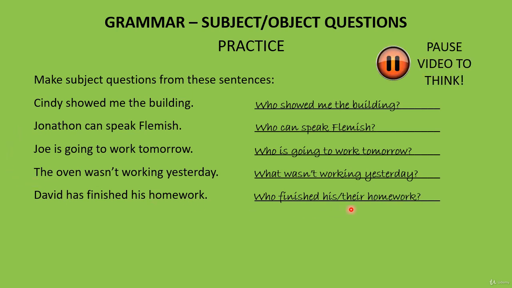Why do we write their there? When you're asking a question, of course, you don't know the answer. You don't know if the answer is a man, a boy, a woman, or many people. So we normally say, who finished their homework, because we don't know who or how many people. If you do know that it is one man or one boy, then you can say who finished his homework, but normally we use their instead of his or her or its.